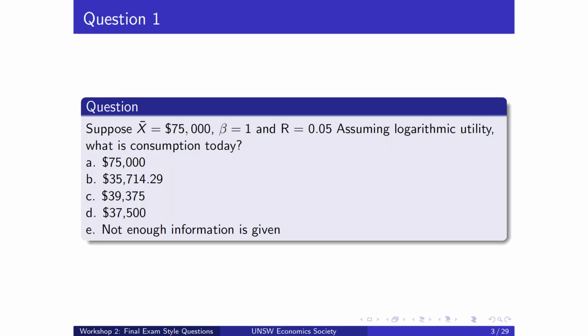Question 1. Suppose x bar is equal to 75,000, beta is equal to 1, and r is 0.05. Assuming logarithmic utility, what is consumption today? A. 75,000. B. 35,714.29. C. 39,375. D. 37,500. E. Not enough information is given.